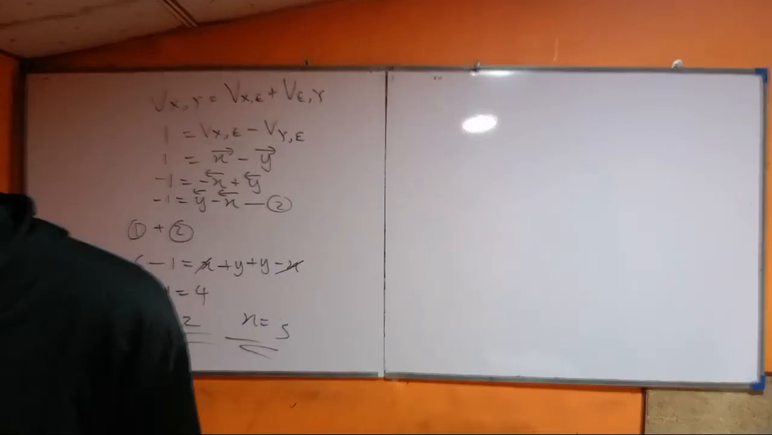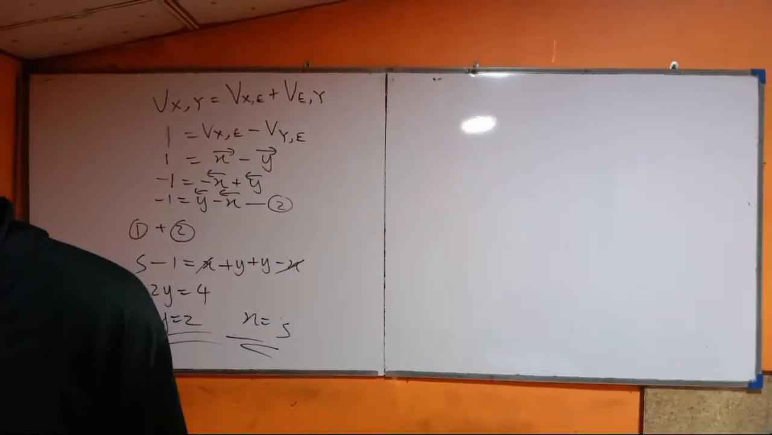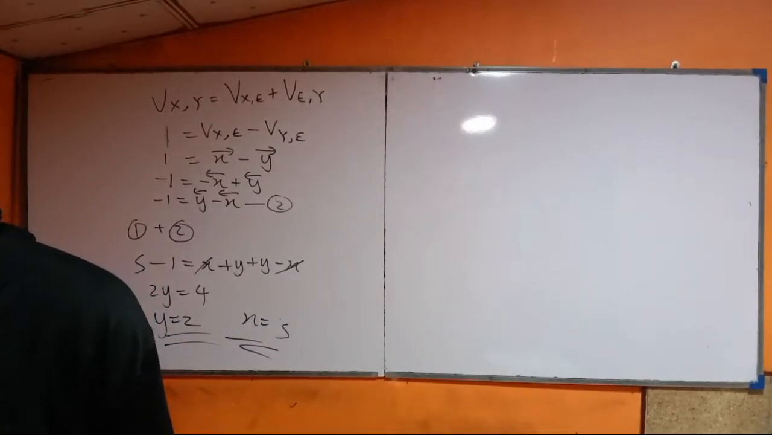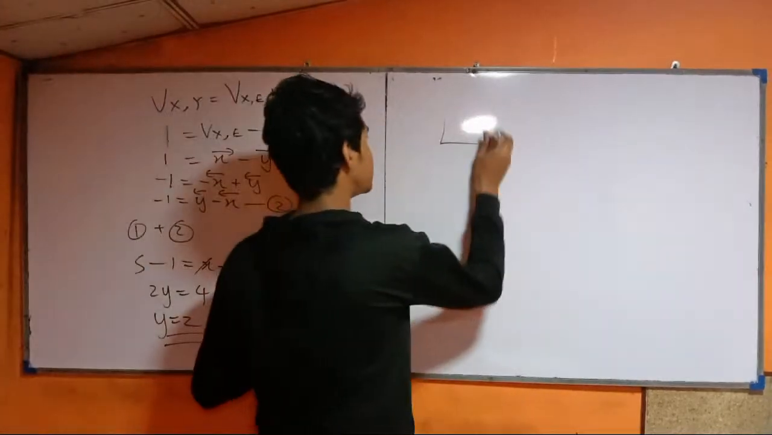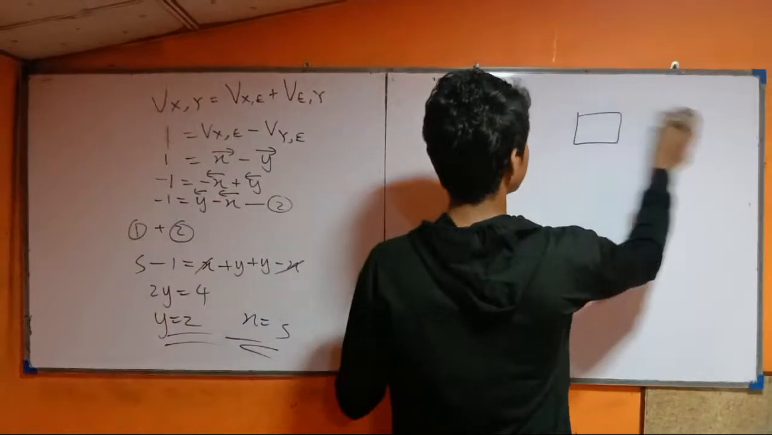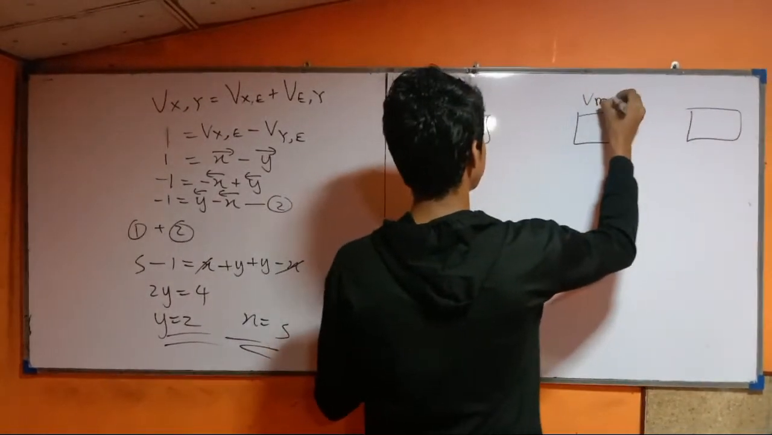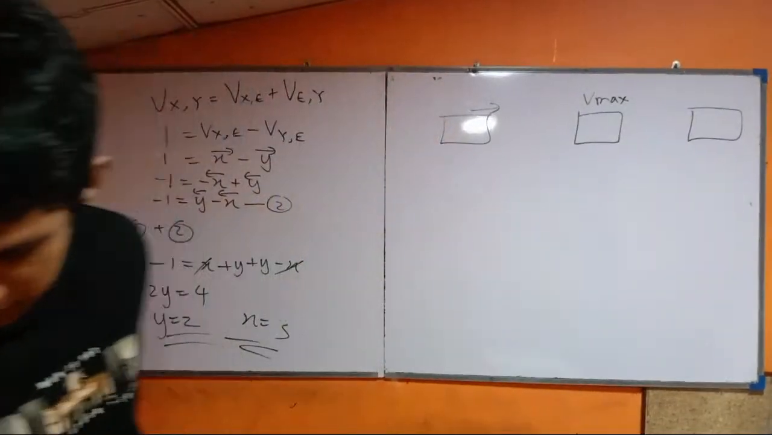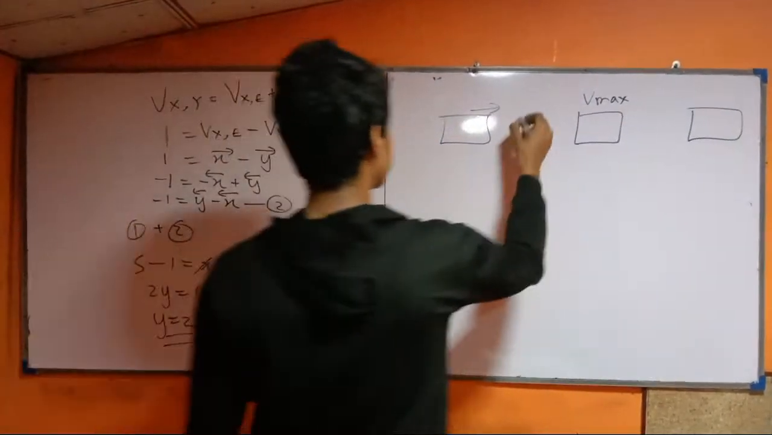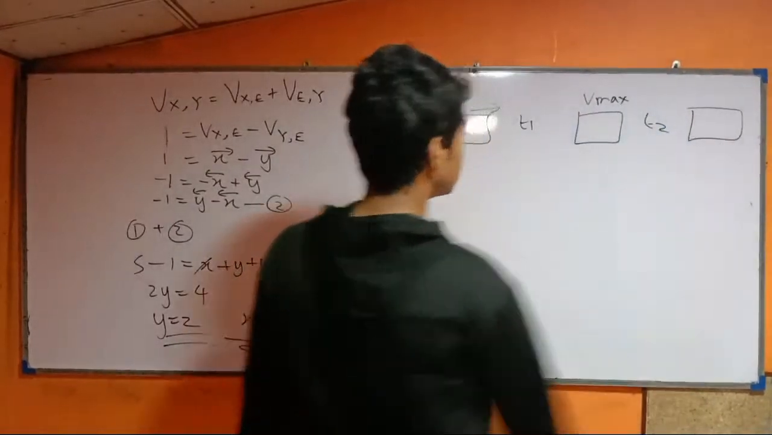A car accelerates from rest at constant rate alpha for some time, after which it decelerates at constant rate beta and comes to rest. If the total time elapsed is t, then find the maximum velocity obtained. Now how to do this? You have an object, you accelerate until Vmax. Let's take the time taken for this one as t1, this one as t2.